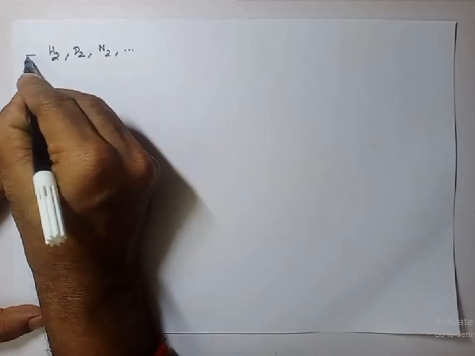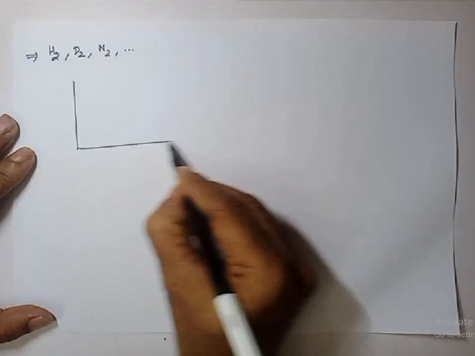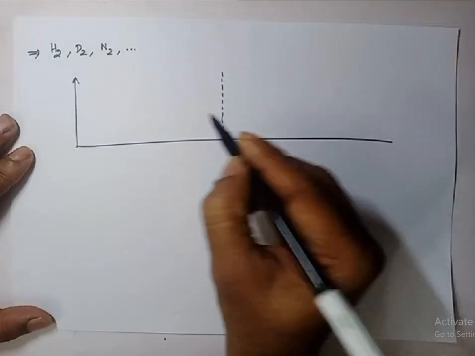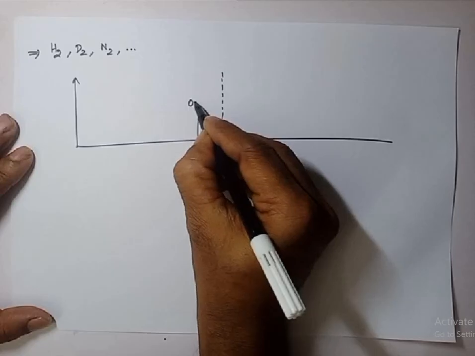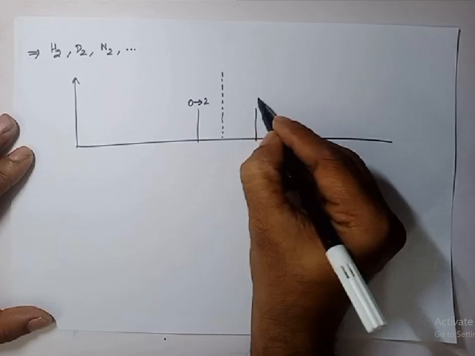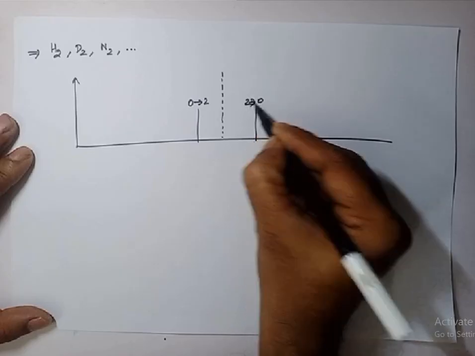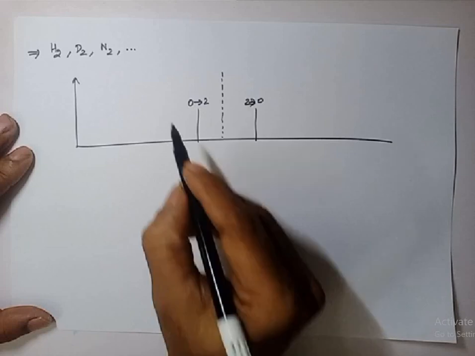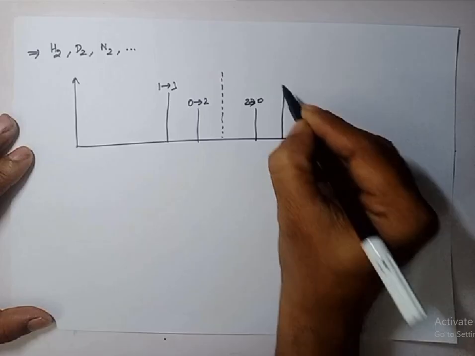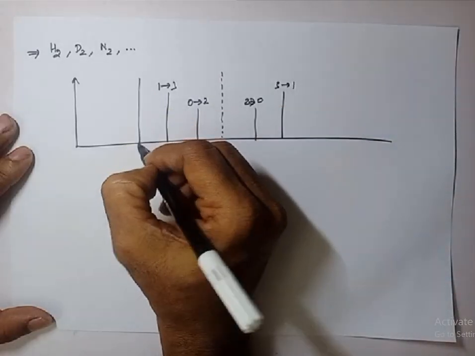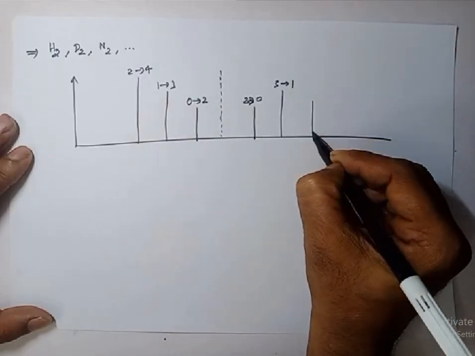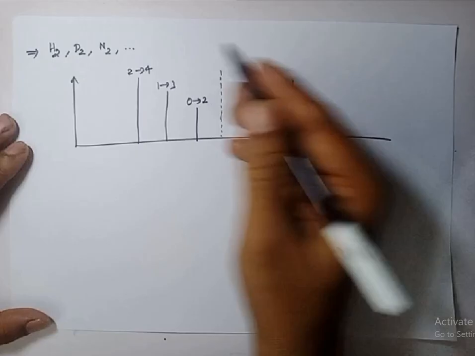Okay. In these cases, see how the rotational Raman spectrum will appear. This is the Rayleigh line. I will get the first Stokes line corresponding to 0 to 2, and the first anti-Stokes line corresponding to 2 to 0. The next line, 1 to 3, will appear here and 3 to 1 will appear here. Then the next line, 2 to 4, and we get lines like that.